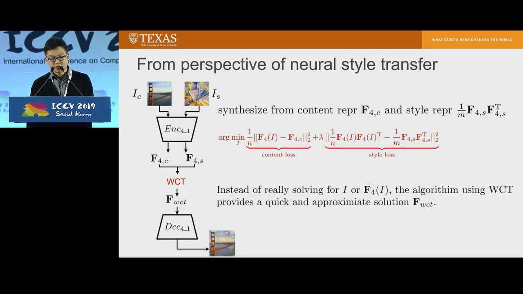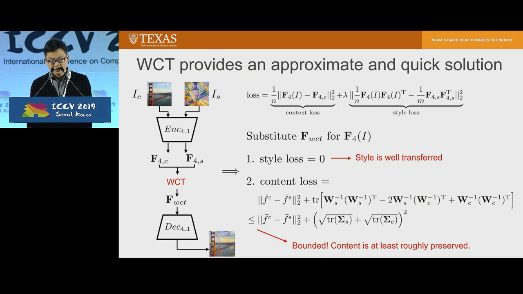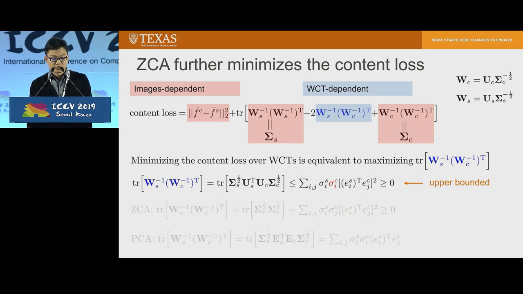So from the perspective of neural style transfer, in this scenario, we are actually solving an optimization problem defined in red. However, instead of really solving this problem, we can show F_WCT is already an approximate or suboptimal solution to it. So we just plug F_WCT into the loss function, and we can show that the style loss is zero, and the content loss is bounded, which means style is well transferred and content is roughly preserved. Furthermore, in the content loss, the blue term is the only one that depends on what kind of WCT we are using. So minimizing the content loss over WCTs is equivalent to maximizing the trace value of the blue term, for which we can have an upper bound.